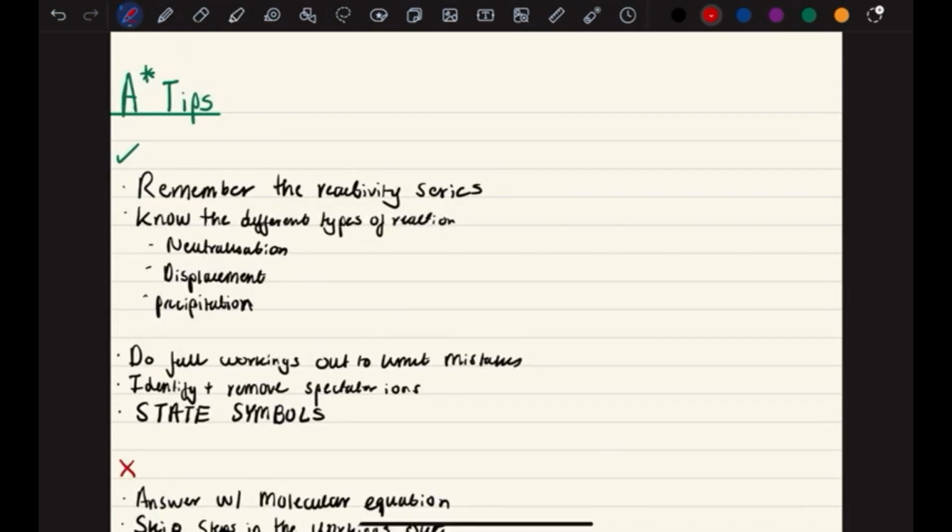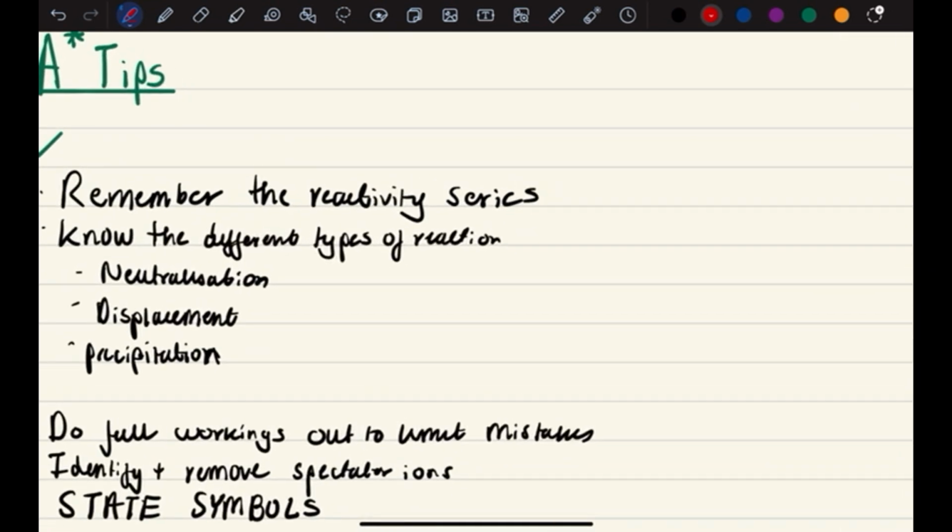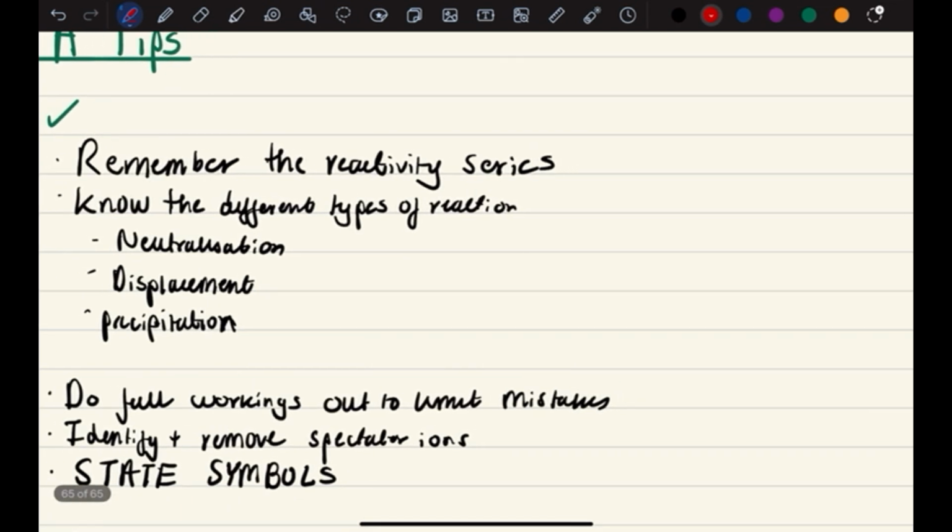Okay, and it's finally time to get into your A-star tips. Remember your reactivity series. It's really important that you know the whole reactivity series so that you can tell if this metal is going to displace this metal. What else? Different types of reaction: neutralization, displacement, precipitation. Just know them.